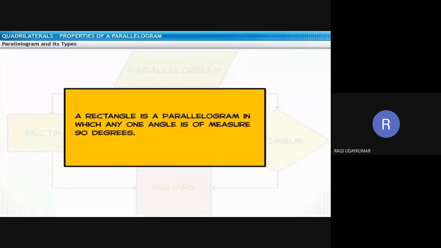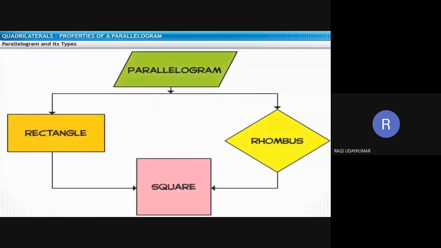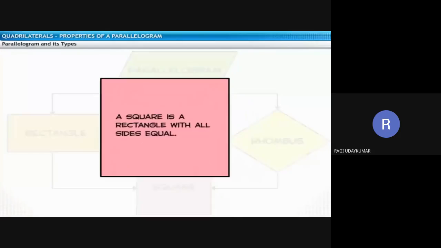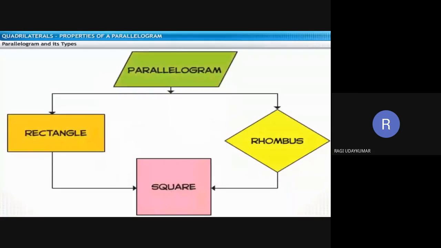So rectangle is a parallelogram in which one angle measures 90 degrees. Coming to the rhombus, rhombus is a parallelogram in which all the sides are equal. Square is a rectangle with all the sides equal. So a square is a rectangle. So these are the things you have to note.